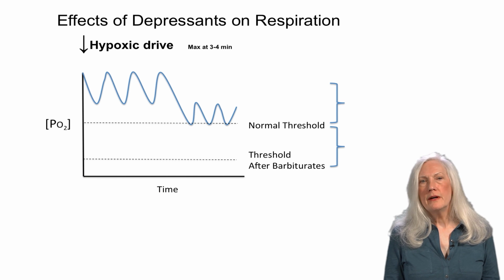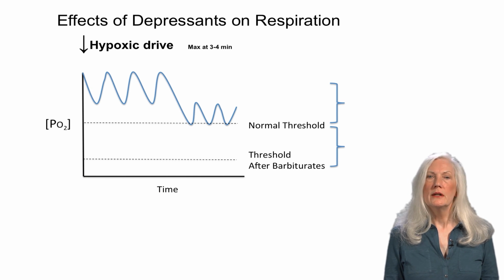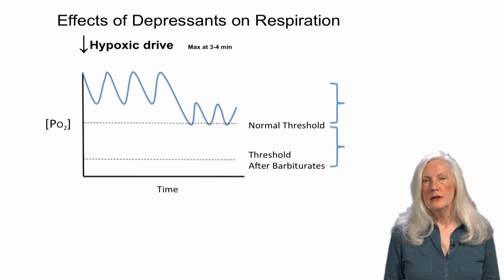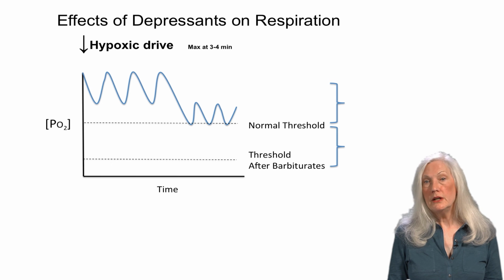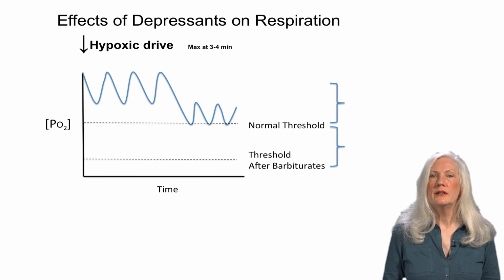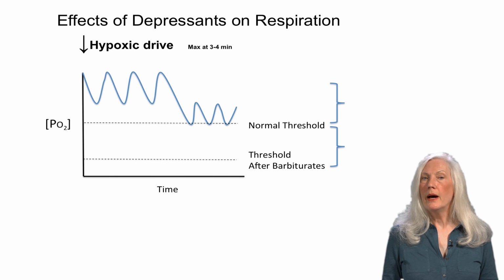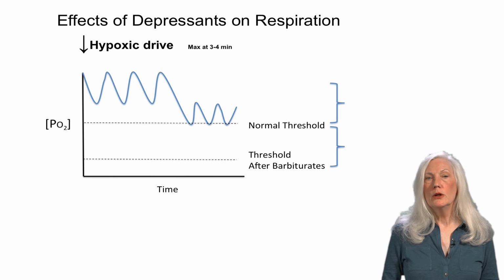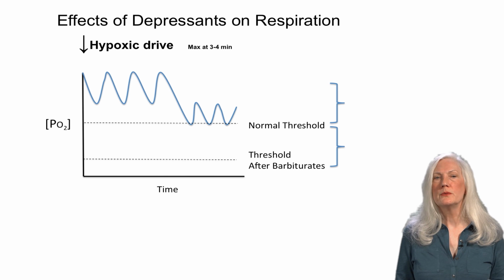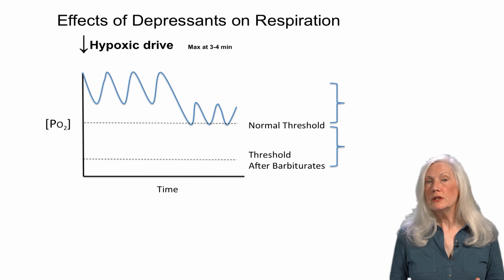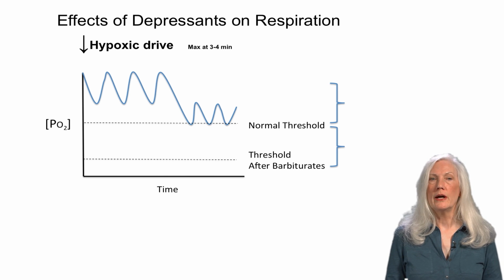Here you can see the effect of normal respiratory excursions on the PO2 in the blood. With each breath, the concentration of oxygen increases and then decreases at the end of each breath. The normal threshold for activation of the hypoxic drive is usually lower than what's needed to maintain respiration, which is usually initiated by the chemogenic drive.